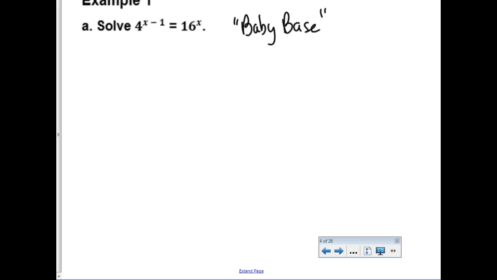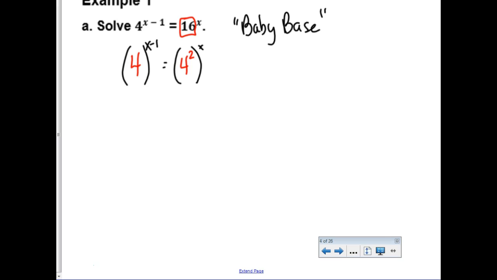So I think for most kids, the easiest way to rewrite this is to say, okay, I'm going to rewrite 16 as a 4 squared. But remember, it's being raised to the x power. And then over here, you already have a base of 4, and it's being raised to the x minus 1 power.